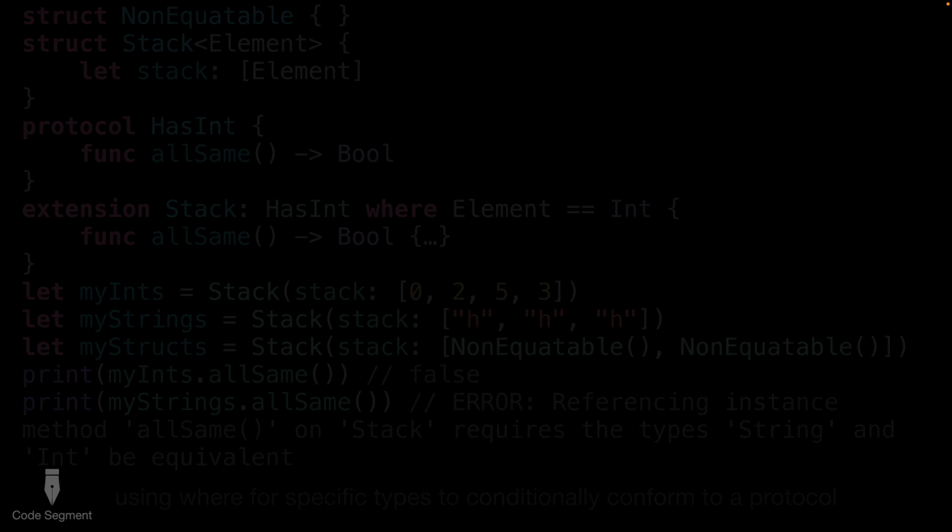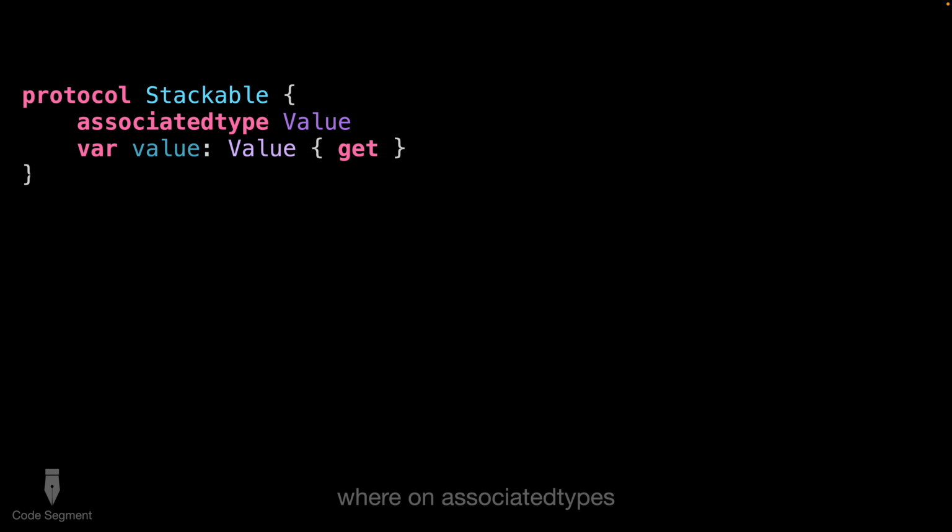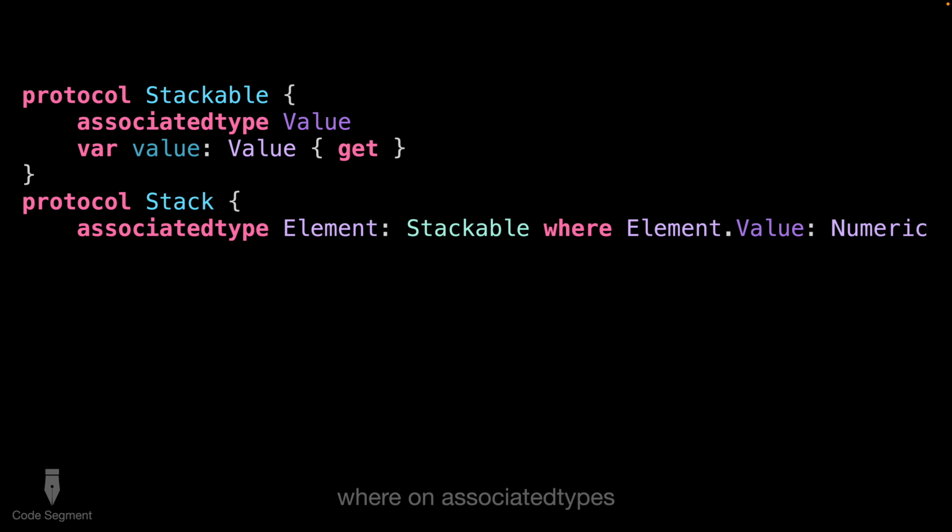Okay? Cool. All right, so you can also use where clauses on associated types. So when you define an associated type inside of a protocol, you can constrain it with a where clause. So let's take a look here. We have two protocols. The first one is stackable, and it has an associated type of value, and it has a property requirement of value of type the associated type, right?